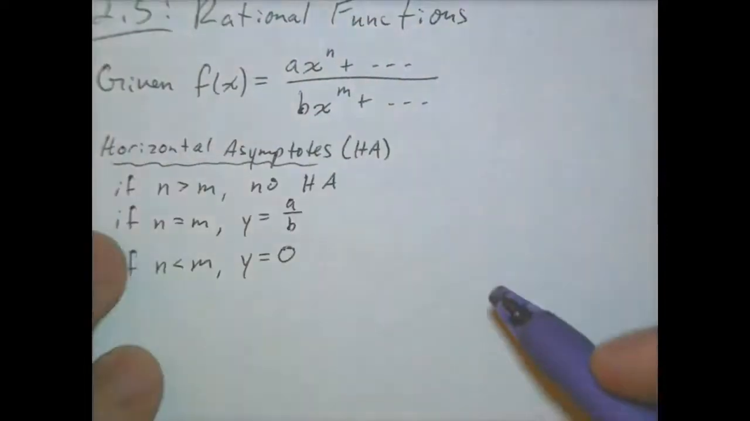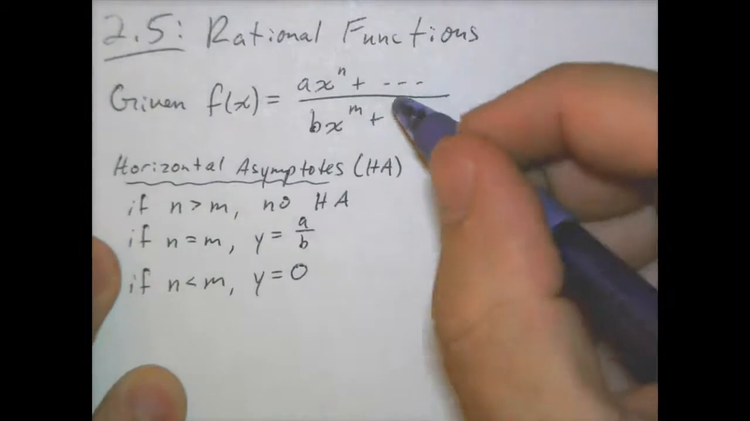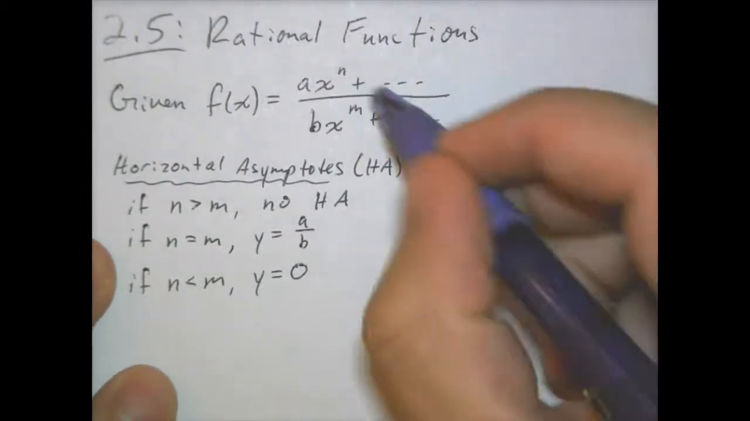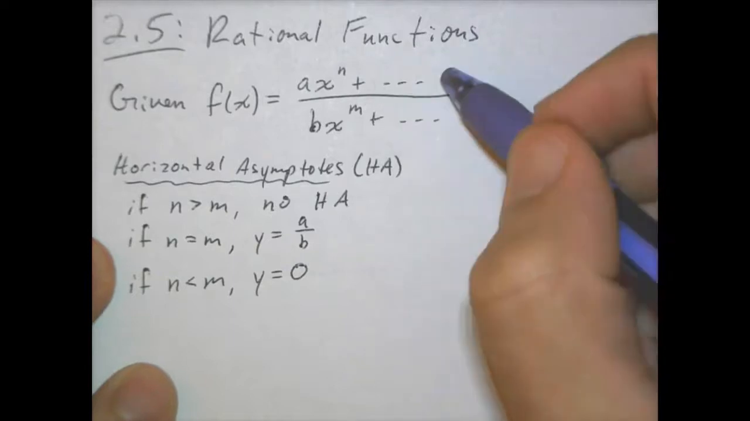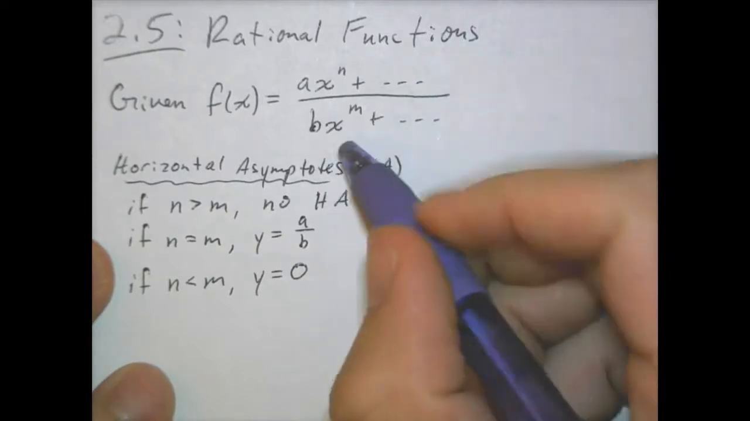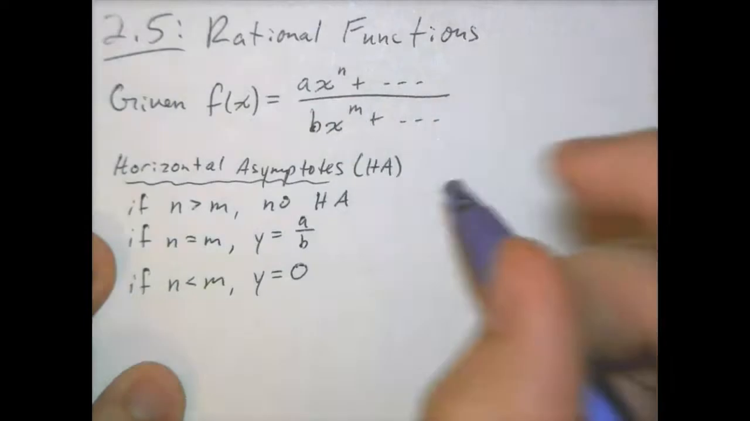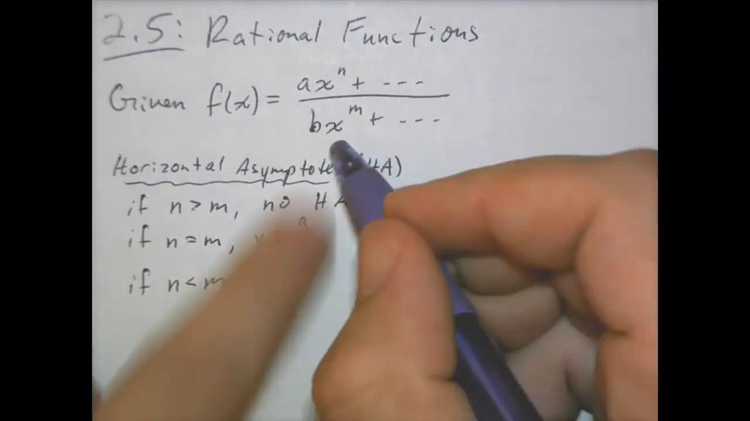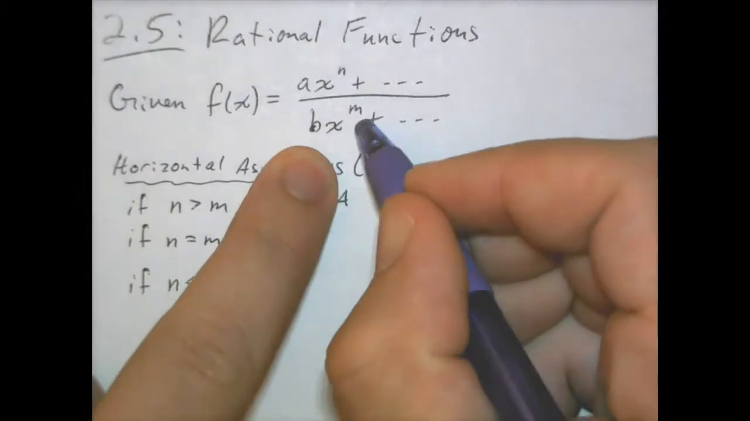If we are given the rational function ax to the n, where n is the highest degree in the numerator, plus a bunch of junk, whatever that is, it doesn't matter. It will later, but it doesn't matter right now when you're talking about horizontal asymptotes. Over bx to the m, where m is the highest degree in the denominator.